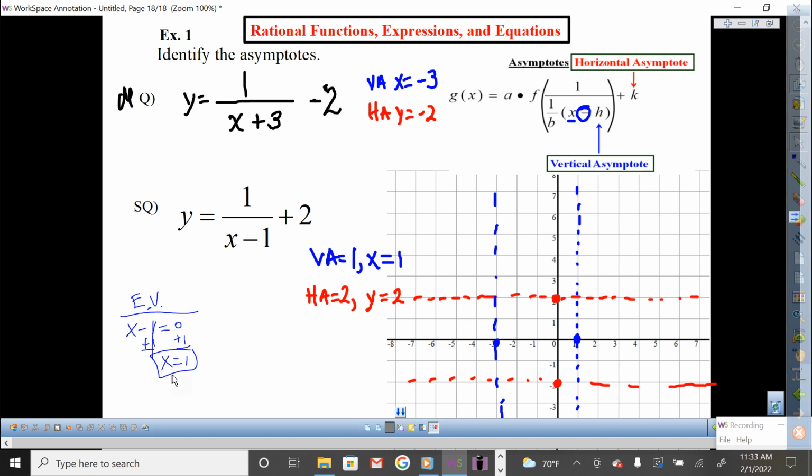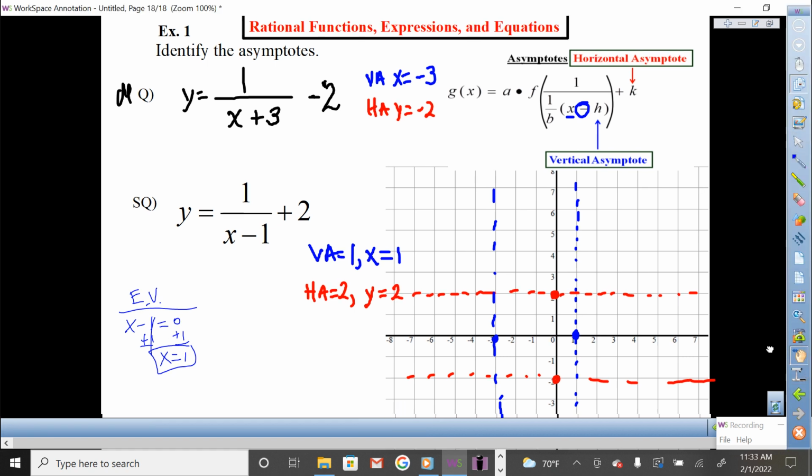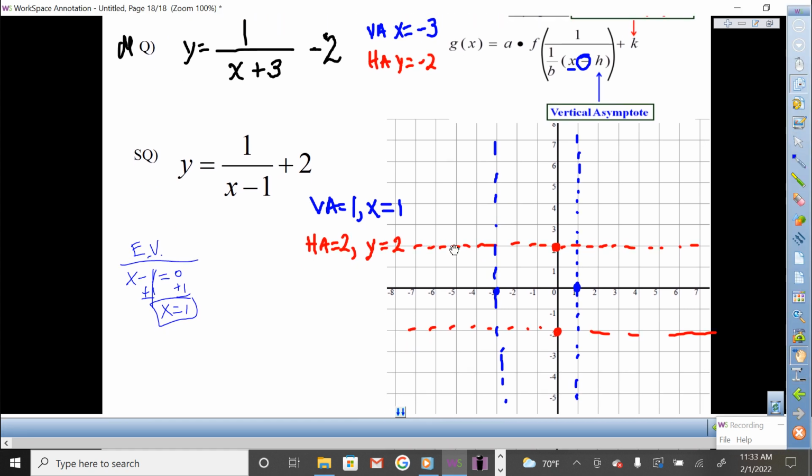What was the excluded value? 1. All right, good. Yes, the excluded value was 1. Why is that excluded? Because our graph cannot cross at x equals 1. That's why it's an excluded value. In other words, we can set each denominator equal to 0 and solve, and that's how we get our vertical asymptote.